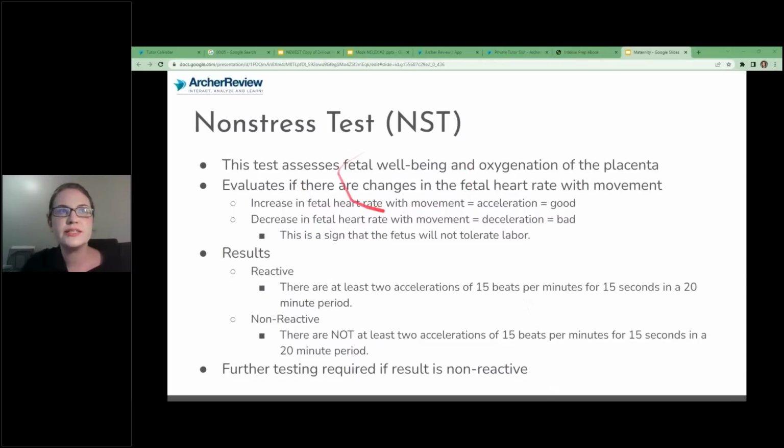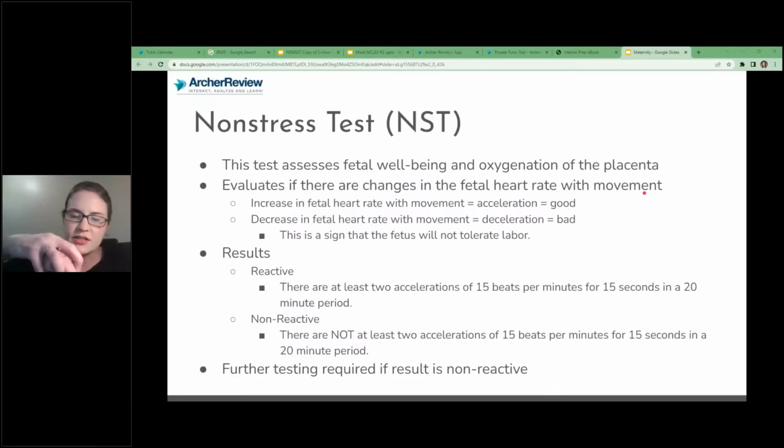So a non-stress test, again, is a test that we use, and we only do this in the 3rd trimester. Remember, it's only accurate in the 3rd trimester. We do this test to assess how healthy is that fetus. Are they getting enough oxygen? And basically what it's evaluating is the changes in the fetal heart rate with movement. When we say movement, what we mean are uterine contractions.